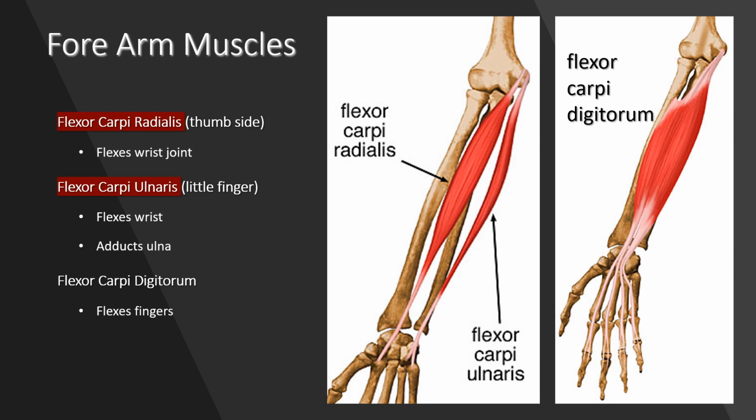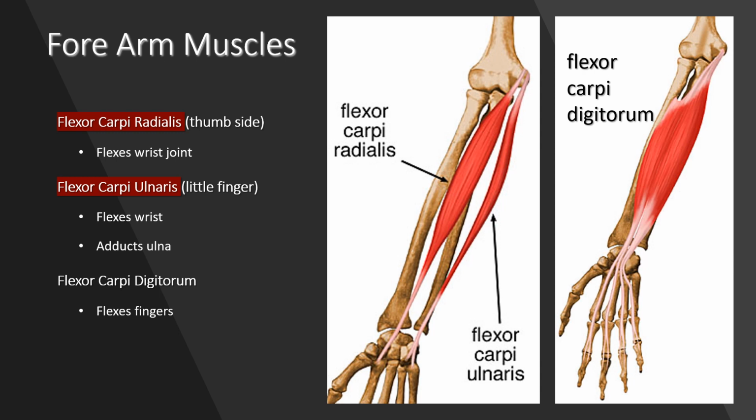Then your flexor carpi ulnaris is the thinner one, the smaller one. Again, it's coming from that same epicondyle, but it's coming down the little finger side. So it's not crossing over so much. It's coming down the little finger side all the way down into the hand. And that's your flexor carpi ulnaris.